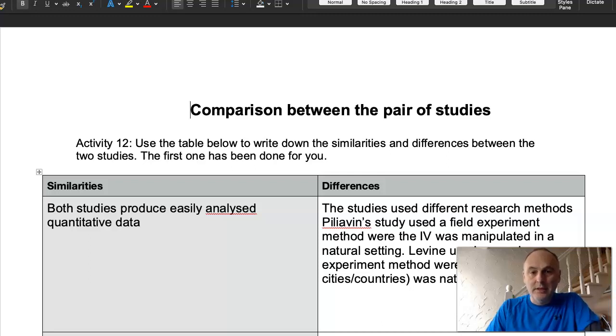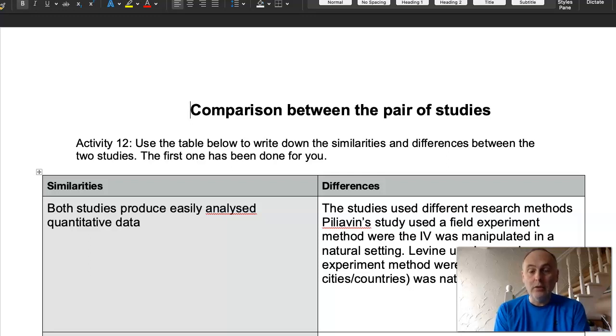Hello and welcome to this screencast on a comparison between the pairs of studies. This one's looking specifically at the pair of studies which are in the second part of the social area of psychology, which are specifically Piliavin and Levine.